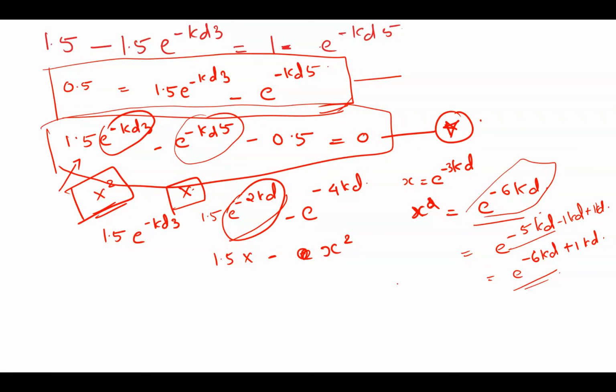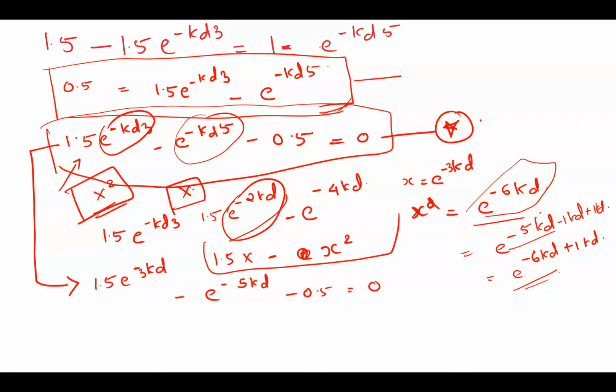I think this one we'll solve in the next. Till here, can any of you tell how we can solve this equation? e raised to minus 3 kd minus e raised to minus 5 kd minus 0.5 equal to 0. This is the equation, and we have to find the value of kd from this.